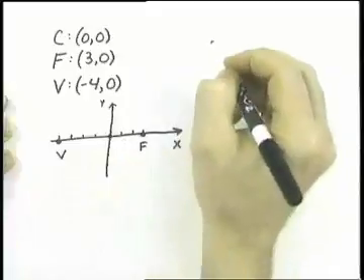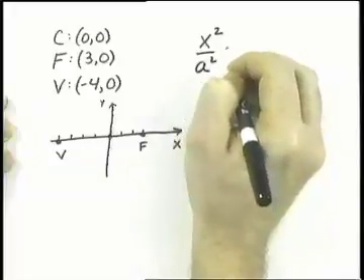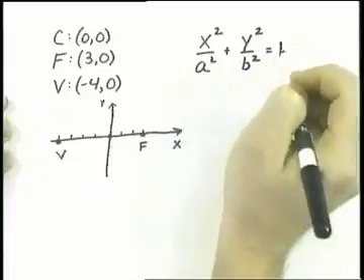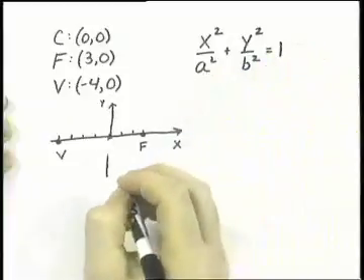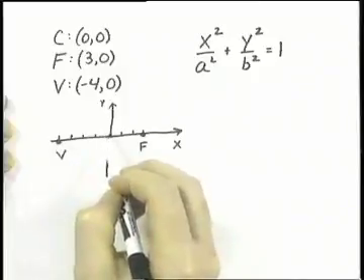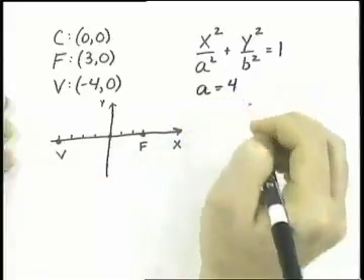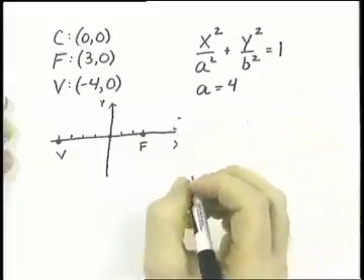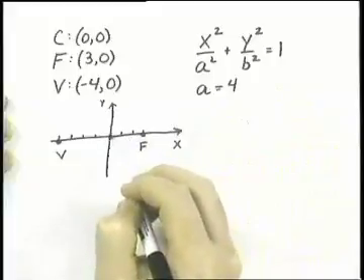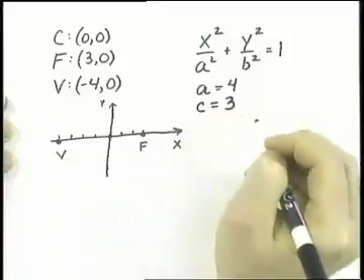So we're going to have an ellipse whose equation is of the form x squared over a squared plus y squared over b squared equals 1. A is the distance from the center of the ellipse to the vertex. From the center to the vertex is 4 units. So I have that A is equal to 4. C is the distance from the center of the ellipse to a focus. The distance from the center to the focus is 3 units, so I have that C is equal to 3.